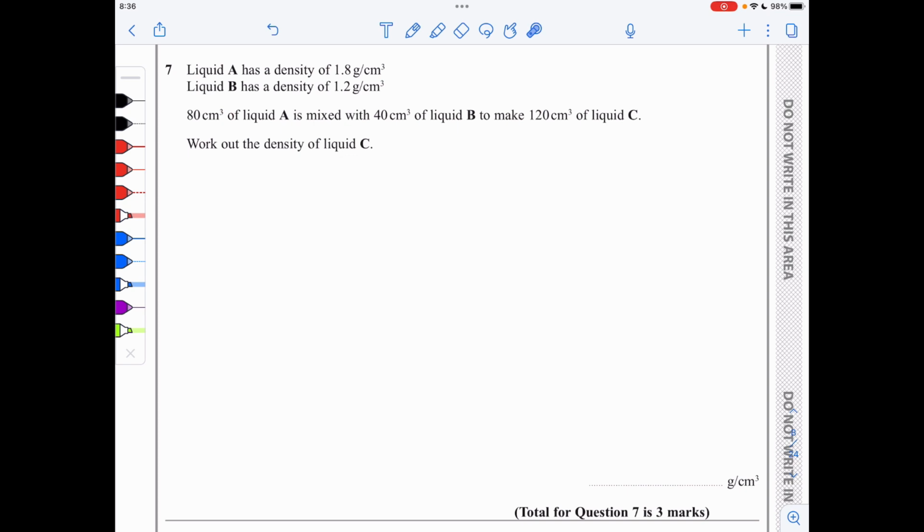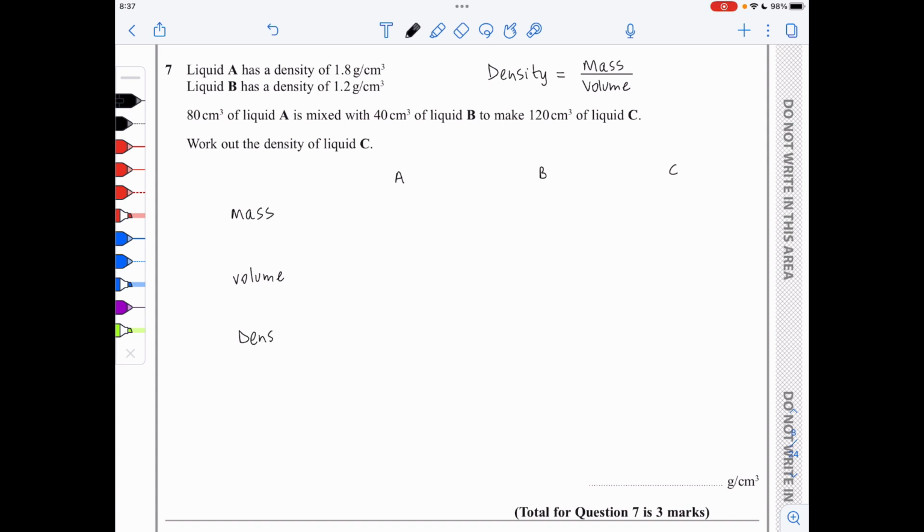In question 7, we've got the density of liquid A and liquid B, and we are mixing 80 cubic centimeters of A with 40 cubic centimeters of B to get liquid C. We need to work out the density of liquid C. We start by reminding ourselves that the density is simply mass over volume, and I can draw up a table for A, B, and C.